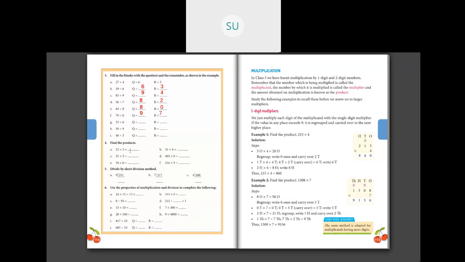23 into 3. First what you will do? You will multiply 3 with 3. How much is 3 threes? It is 9. And then you will multiply 3 with 2. 3 twos are 6. So that is 69.